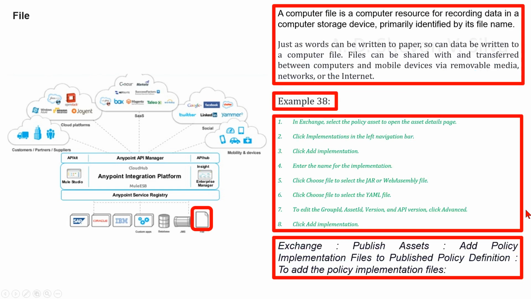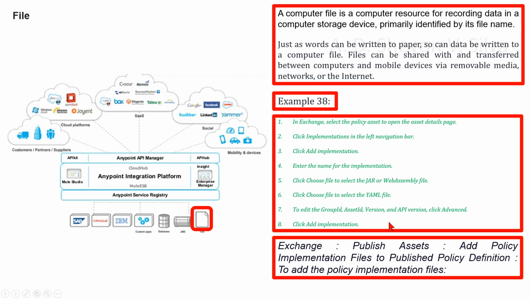Now we are considering adding policy implementation files to a published policy definition in published assets in Exchange. When a policy definition asset is published in Exchange, the asset details page displays the pending flag next to implementation in the left navigation bar. The flag indicates that the policy implementation has not been added. Add the policy implementation files to the policy definition to enable the policy to be available in runtime.